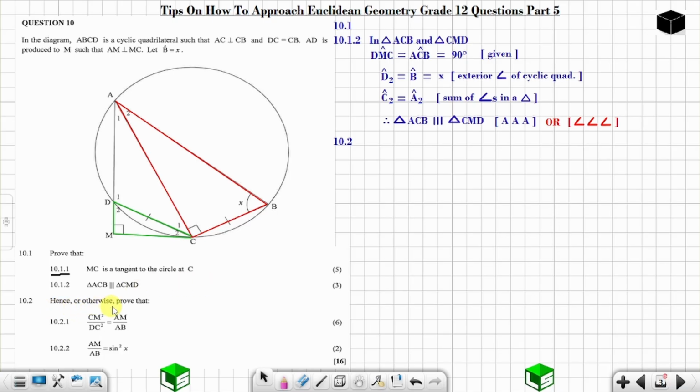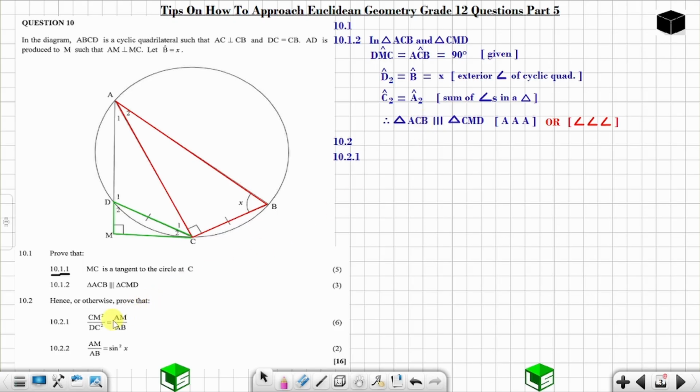Hence or otherwise prove that 10.2.1, prove that CM squared over DC squared is equal to AM over AB. 6 marks. So are we going to use this? Because we need CM, you have CM. We need DC, we have DC. You need AM, we don't have AM. You need AB, you have AB.